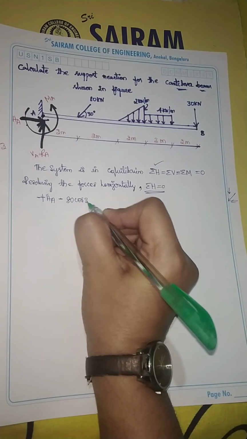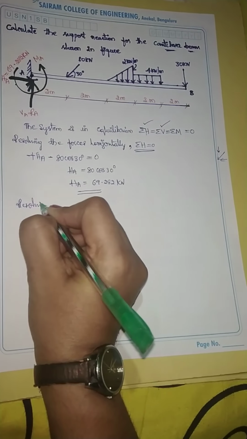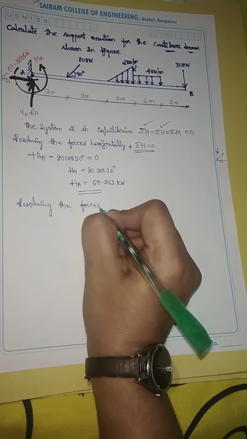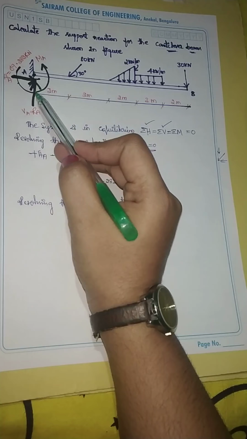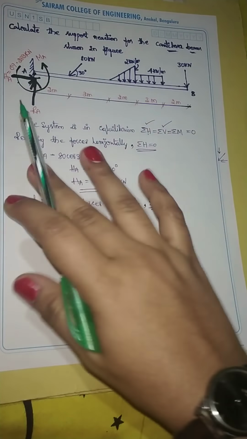Next we are going for the vertical. Same thing, resolving the forces vertically, that is sum of V is equal to 0. Okay, we will see all the vertical forces one by one. Starting from this side and ending at this one, go one by one. So don't skip here and in the middle again come back. Go one by one in one stretch.